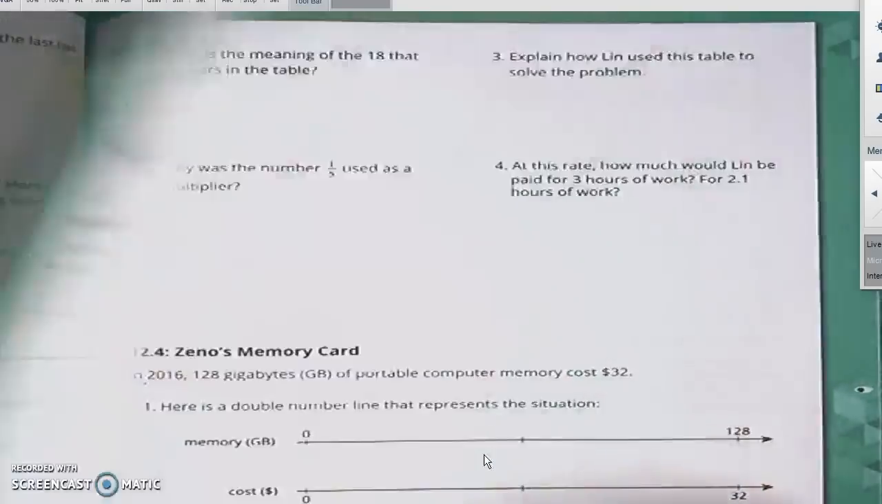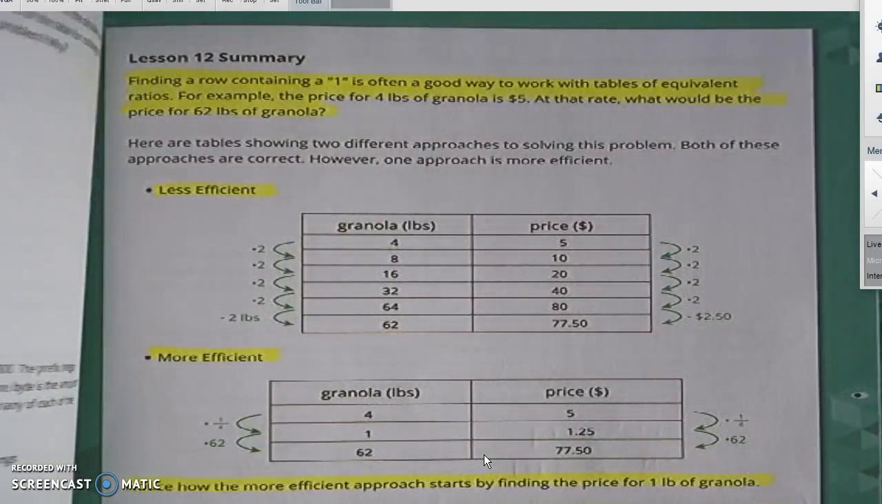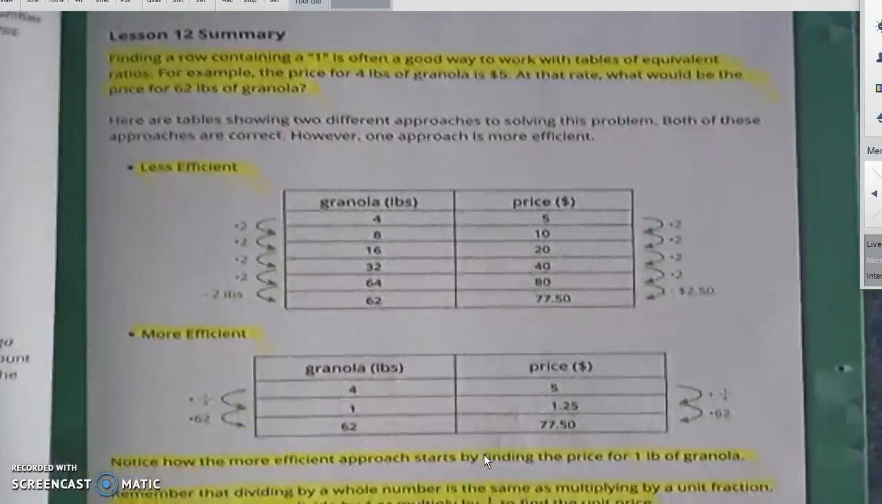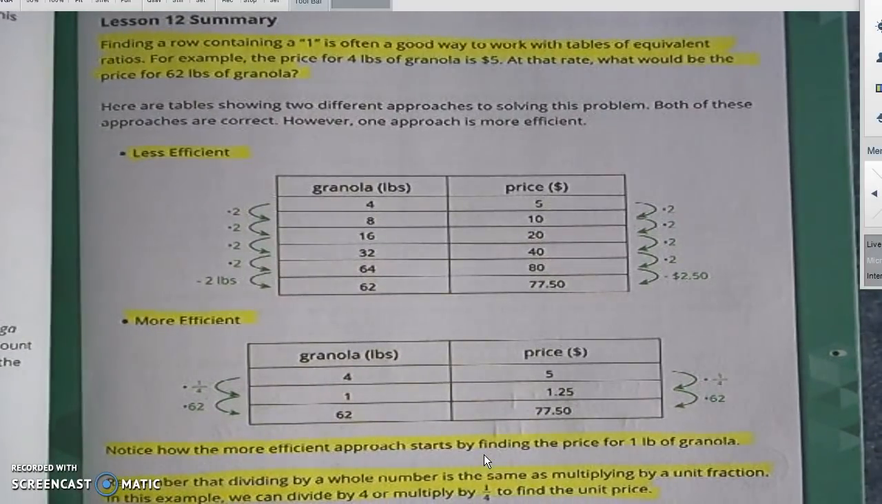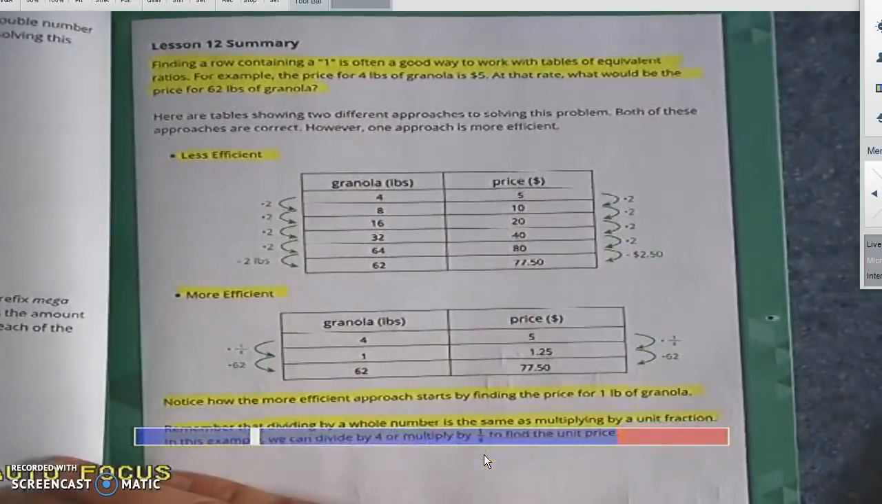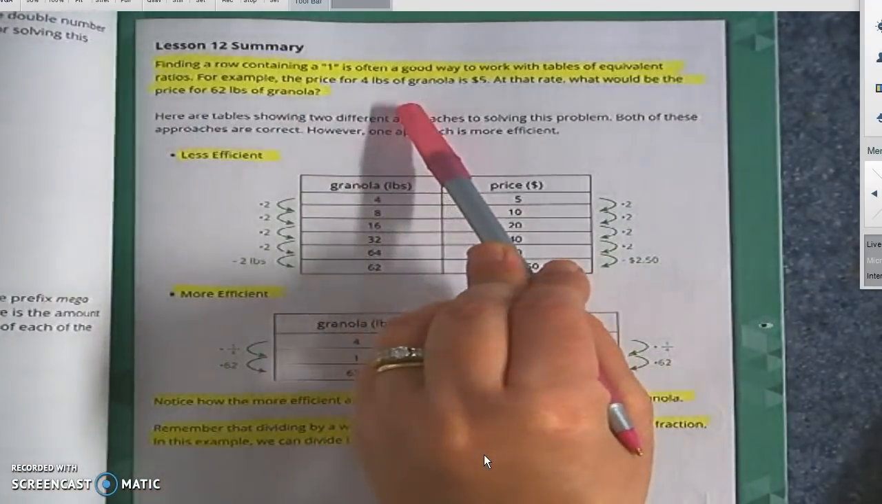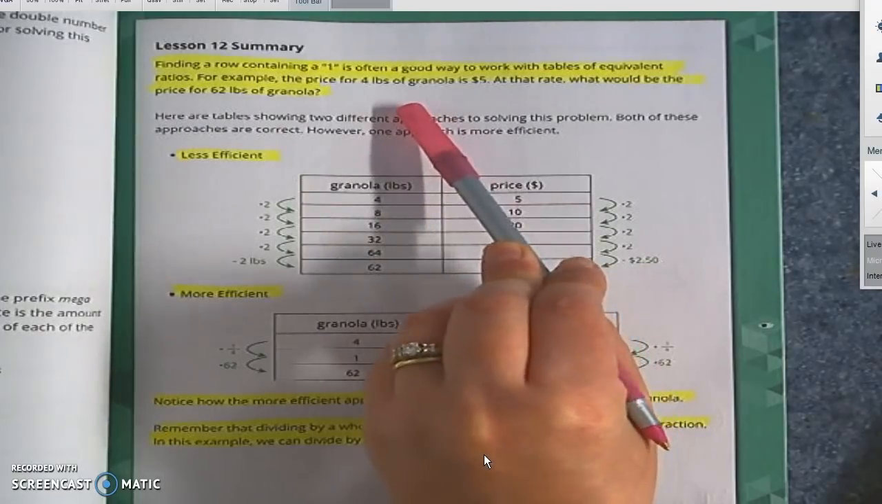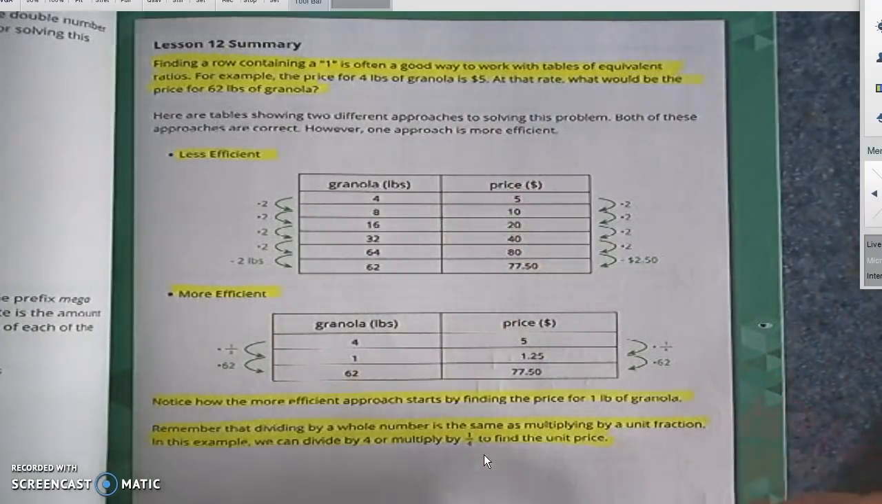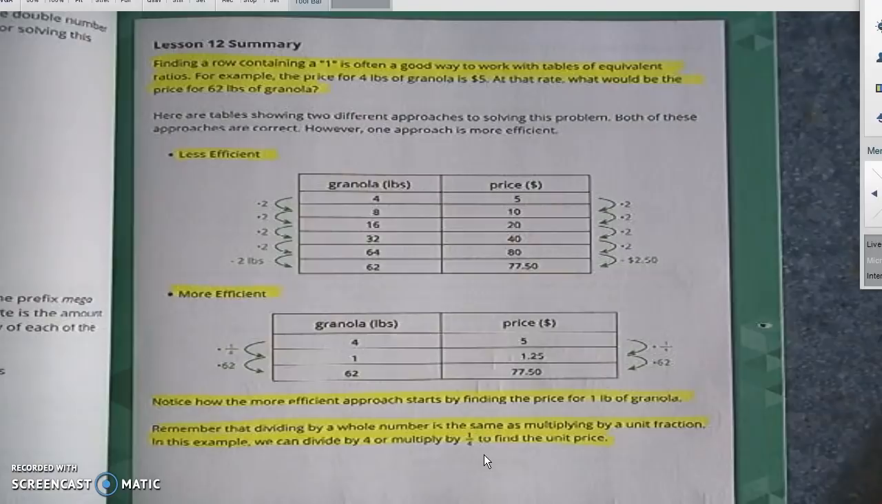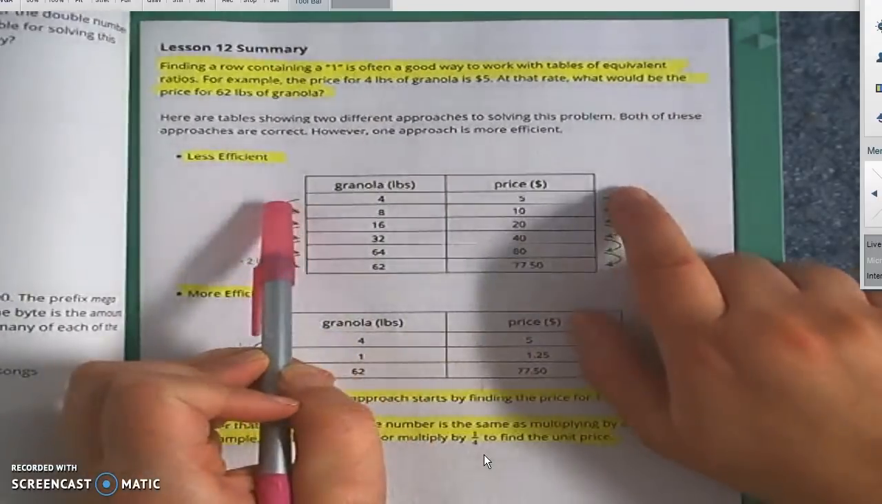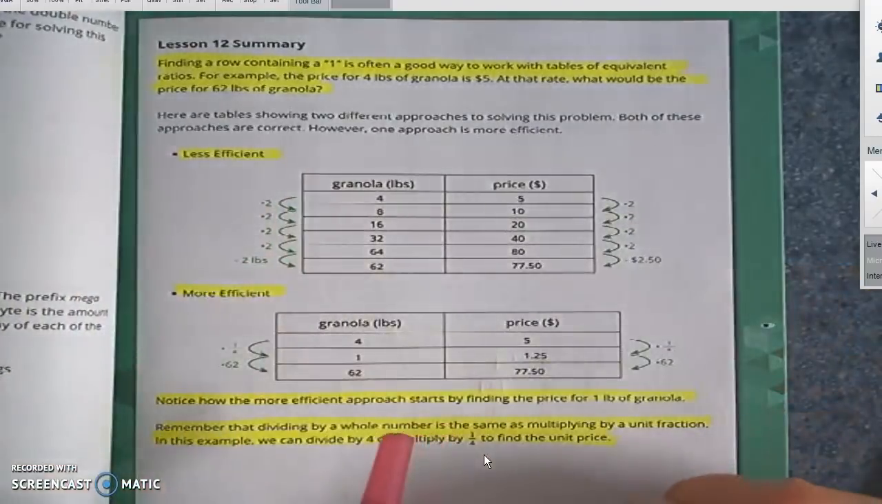Okay, so then one last summary. Lesson 12 summary, which is on page 69. Finding a row containing a 1 is often a good way to work with tables of equivalent ratios. For example, the price for 4 pounds of granola is $5. At that rate, what would be the price for 62 pounds of granola? Okay, so we're at 4 pounds. We want to get up to 62.